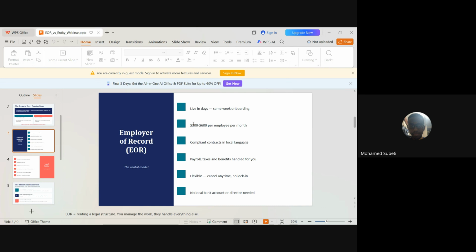Here's the truth: neither is universally better. They're tools, and like any other tool, what matters is whether you are using the right one for the job. So let me explain what each actually is.